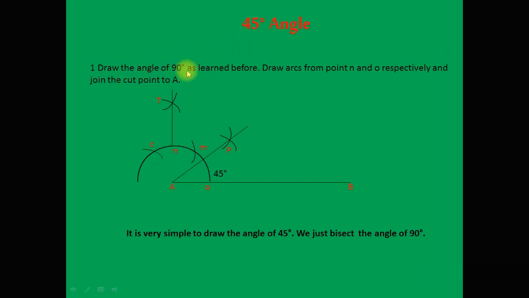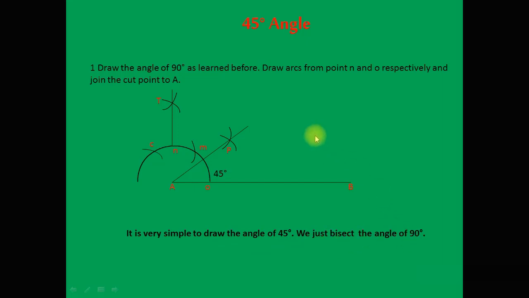Draw the angle of 90 degrees as you learned in the previous slides. Then draw arcs from the points N and O respectively, and join the cut point to A. You will get an angle of 45 degrees. It is very simple to draw an angle of 45 degrees. We just bisect the angle of 90 degrees.